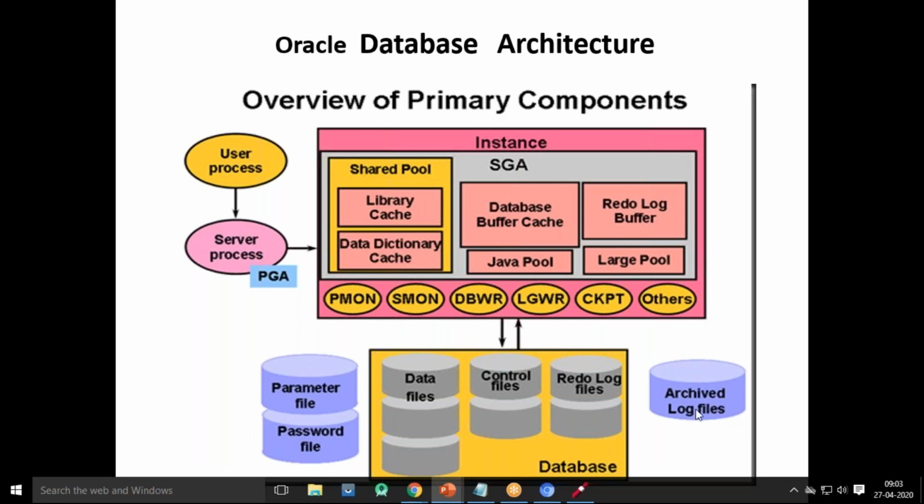Next, archive log files. We have already seen that redo log files are used for recovery purposes. If they go off, I cannot recover my database without them. So I maintain one more copy of the redo logs called archive logs. You can call them offline redo log files as well, because they are not inside the database. Even if the whole database goes off, I can regenerate my data using my archive log files. So this is how the architecture is organized.